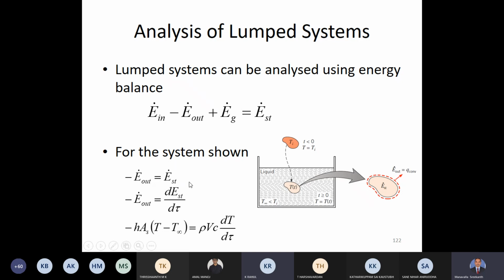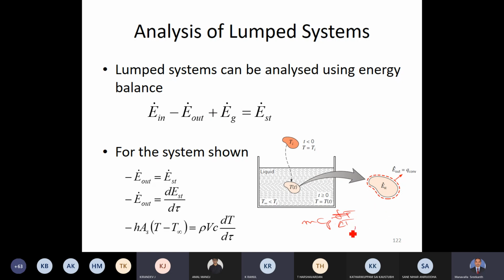Now E out, the energy out, you see here the energy is going out of the control volume due to convection. So we read the convection heat transfer equation here, hA delta T. So minus hA delta T is equal to the energy stored. Energy stored, you see here, has a certain mass. So energy stored can be written as m Cp dT. You are familiar with this formula, m Cp delta T, isn't it?